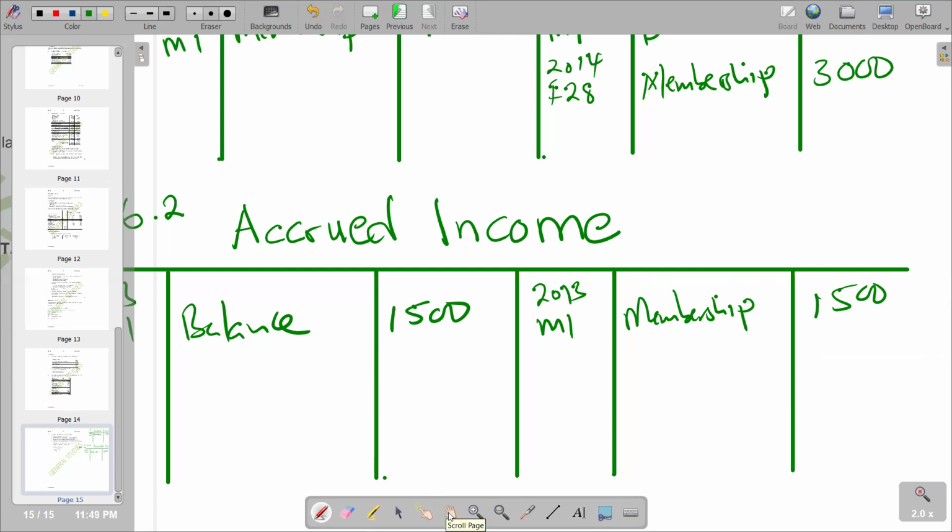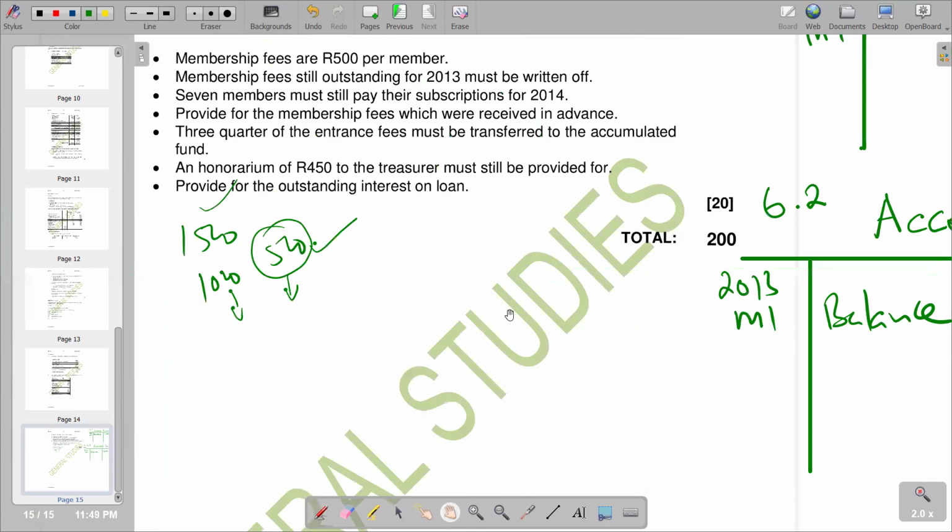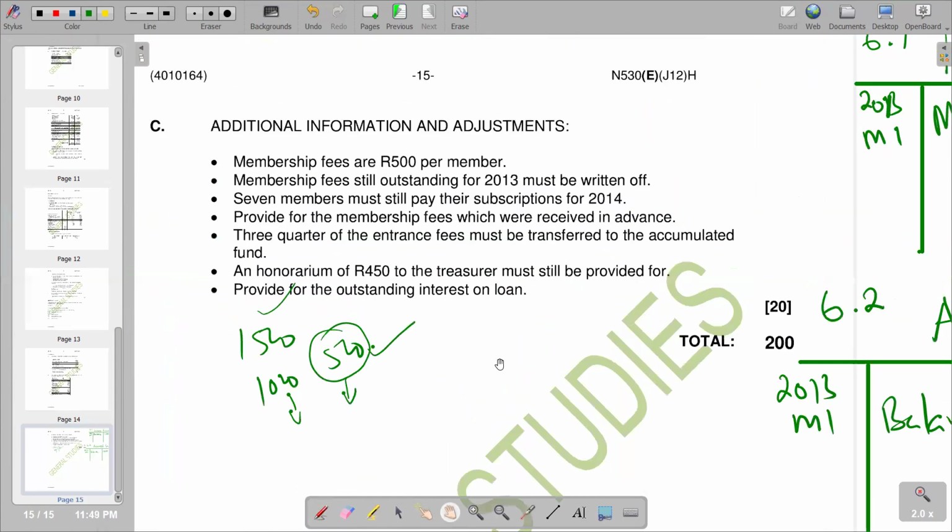And then we go to the additional information and try to see what's the owing that we have for the period. We're told on point number 3 that 7 members must still pay their subscriptions for 2014, which means we are going to carry this subscription for the 7 members, not received for 2014. So they're going to be carried to 2015 not received. So what does it mean? It means here we have got our 7 members. We are not going to receive those subscriptions, and each member is supposed to pay 500. So you're going to say 7 times 500. Then you are going to get 3,500.